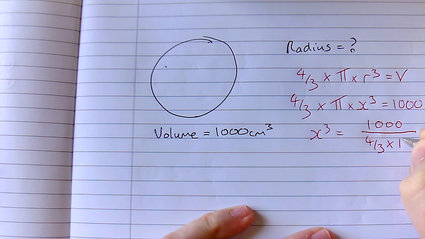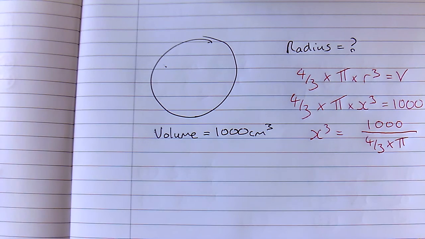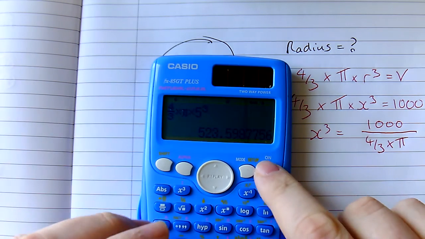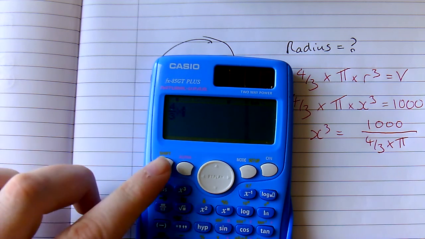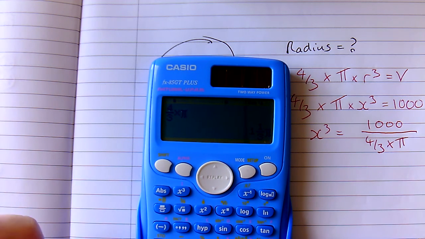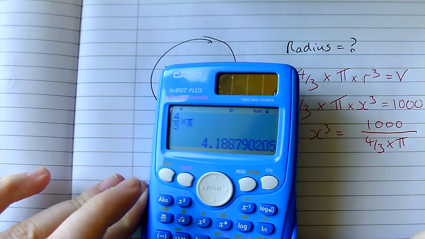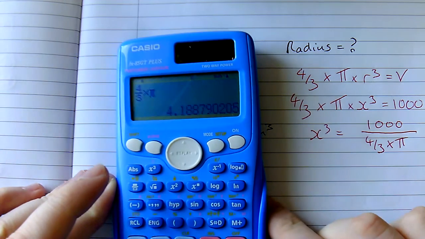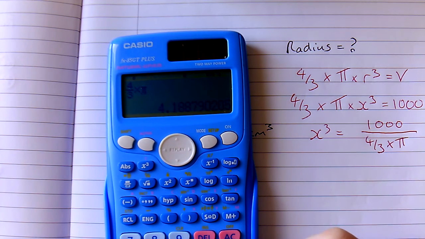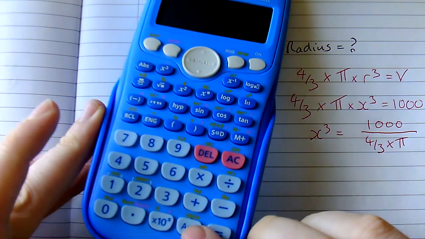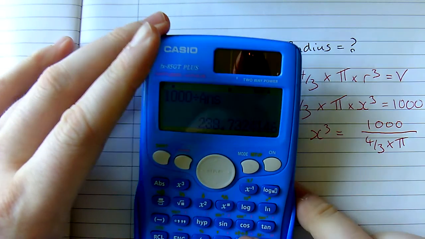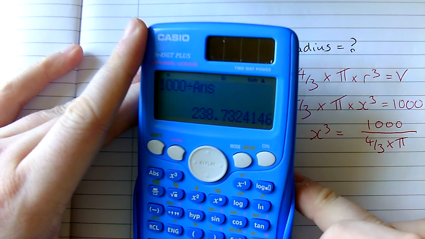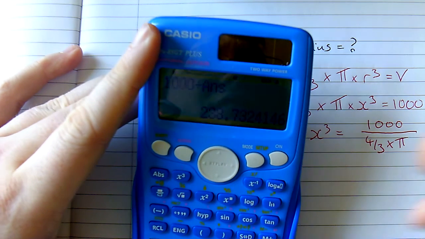4/3 times pi. Now that is not necessarily the nicest number in the land, but we're going to figure it out. 4/3 times pi gives me 4.1887. Now my next step is going to divide 1000 by that number. Remember, I'm using the ANS function to ensure that I don't have any rounding errors. So currently my solution is 238.7. Obviously that is not my final answer.